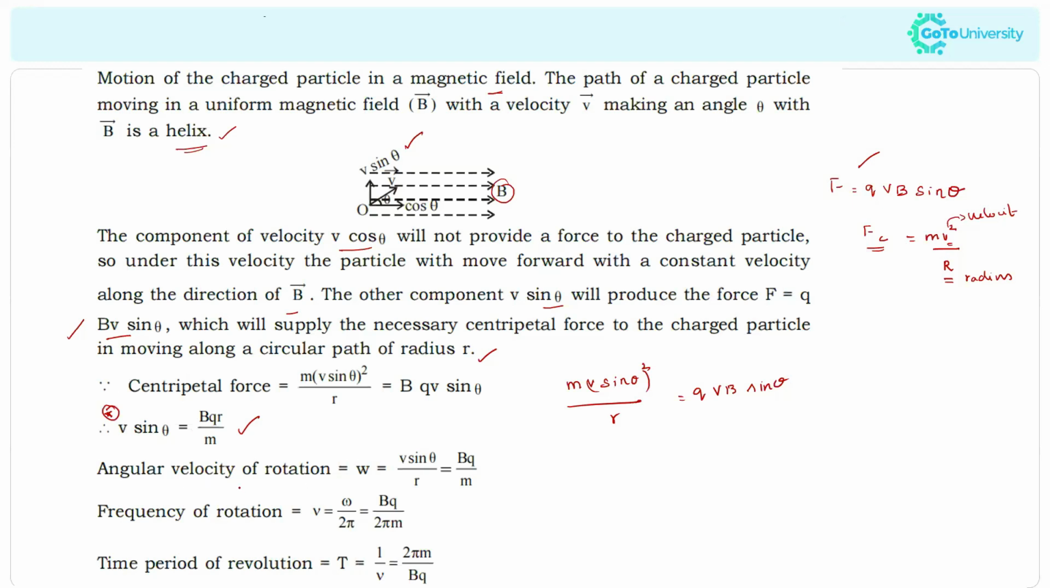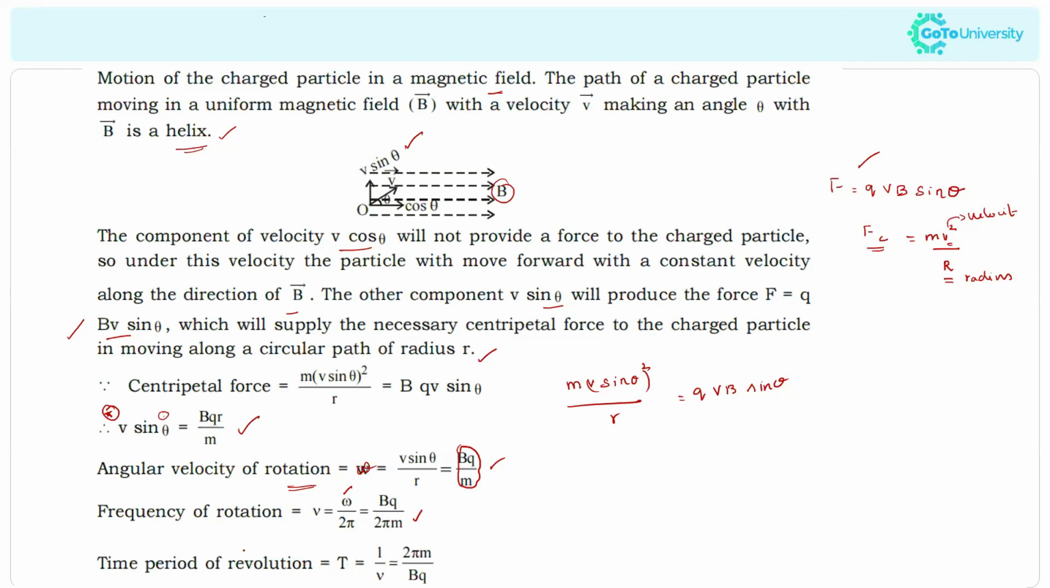Now, let us calculate what will happen to the angular velocity of rotation. It is known that angular velocity is represented using the letter omega, right? Which will be equal to v sine theta divided by r. When we rearrange this equation, it will be equal to Bq divided by m. Now from this we can write the frequency of rotation, because frequency of rotation is equal to angular velocity divided by 2 pi. We calculated angular velocity as Bq divided by m. We just apply the values and we will get the value of frequency of rotation.